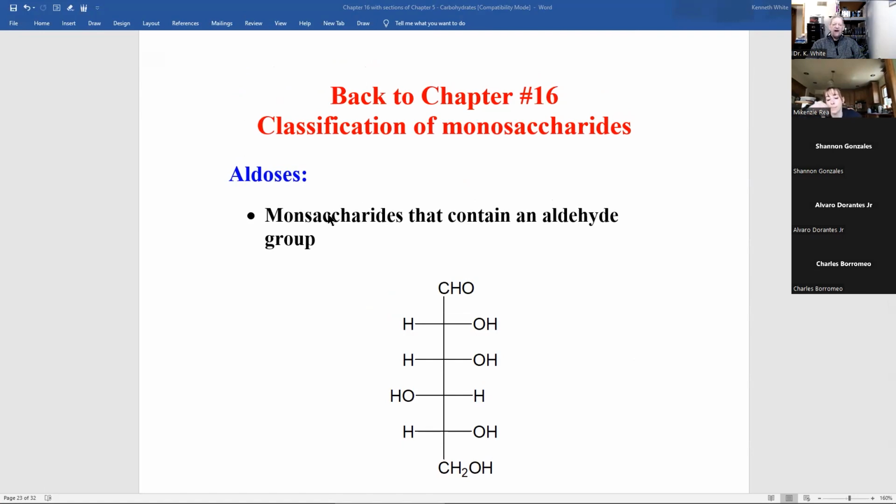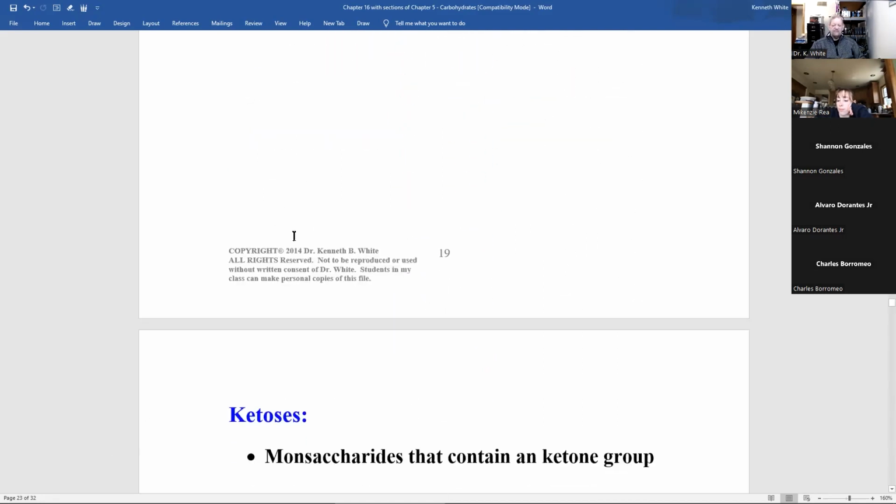Now, when we talk about monosaccharides, carbohydrate chemists come up with different classifications, and one is aldoses. An aldose is a monosaccharide that contains an aldehyde. And here's glucose, and there's our aldehyde. Remember, this is the same as this. And so this is called an aldose.